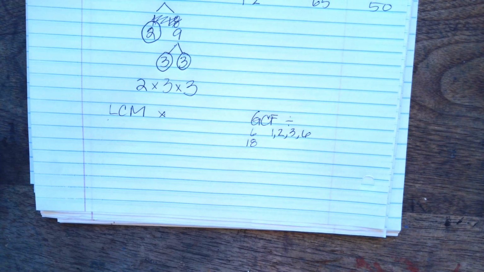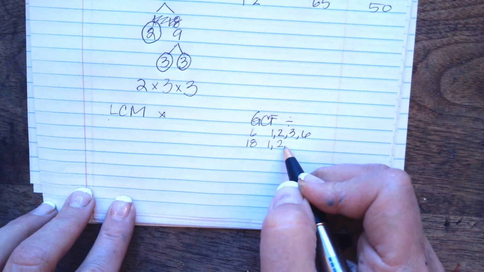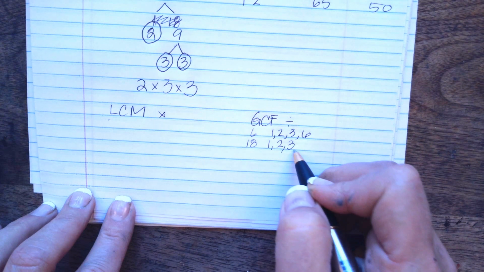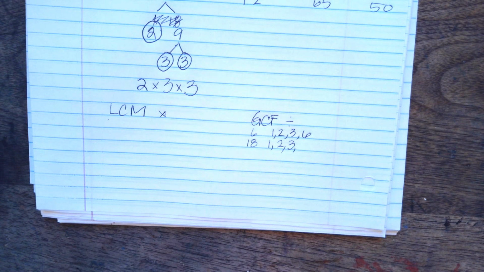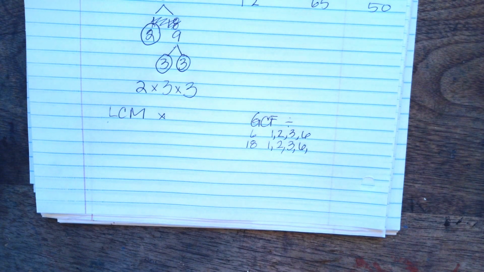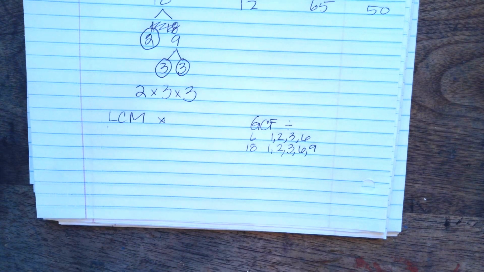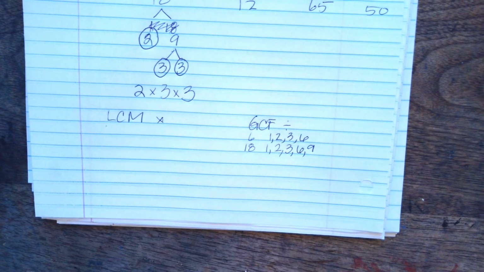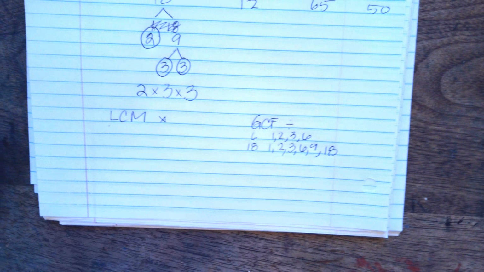And then for 18, we're going to go through all the numbers. Does 1 go into it? Yes. Does 2 go into it? Yes. Does 3 go into it? Yes. Does 4 go into it? No, because 4 times 4 is 16. Does 5 go into it? No. Does 6 go into it? Yes. Does 7 go into it? No. Does 8 go into it? No. Does 9 go into it? Yes. As soon as you get to the halfway point of the number, which is 9, right? Then you close it off with the number, because we will not have any more factors that go into it.